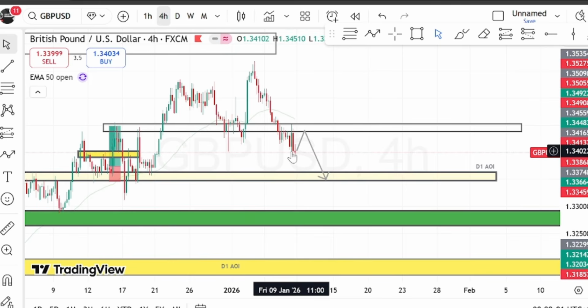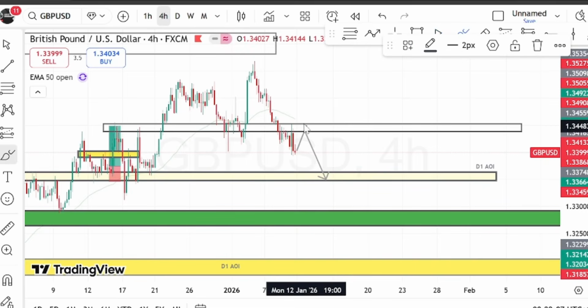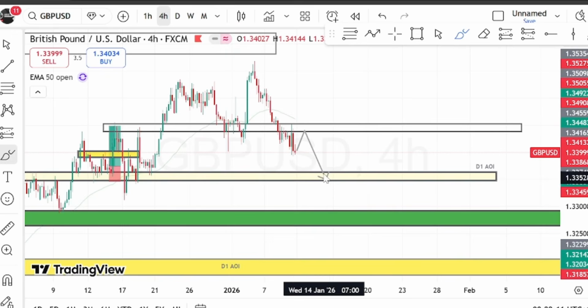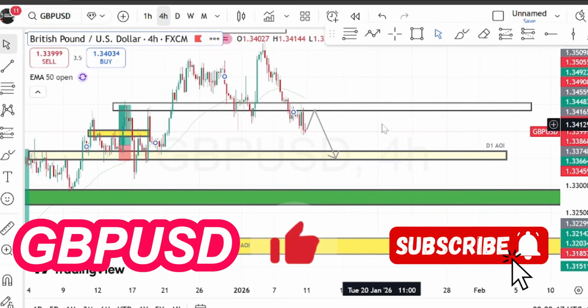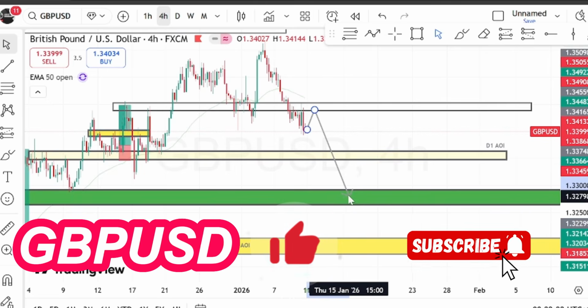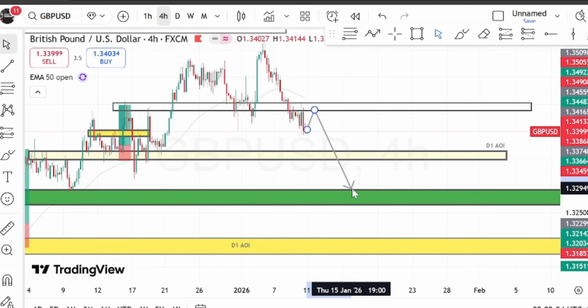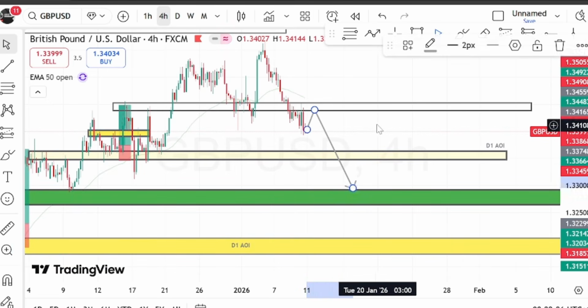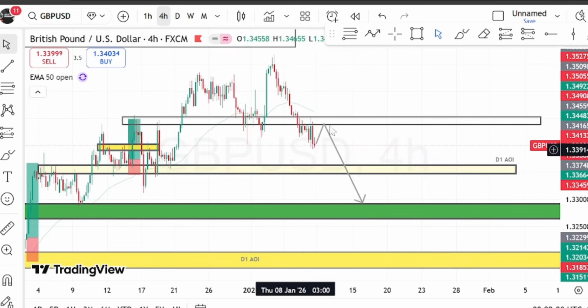Okay, so price could give us a higher time frame pullback, which would match with this moving average, and then price diving down to 1.33517 all the way to the downside. And if price continues bearish, we should be seeing price hit all the way to 1.32949 to the downside.